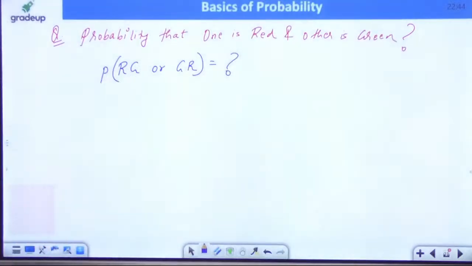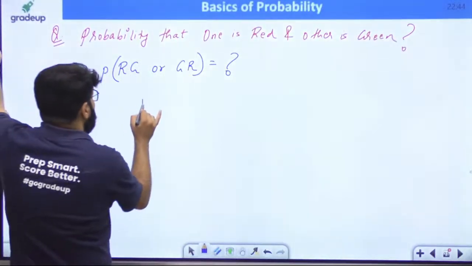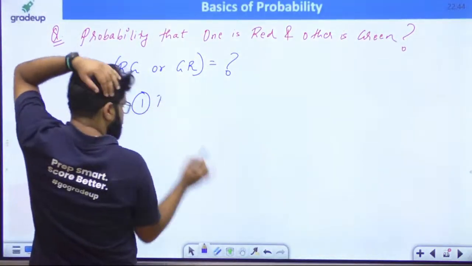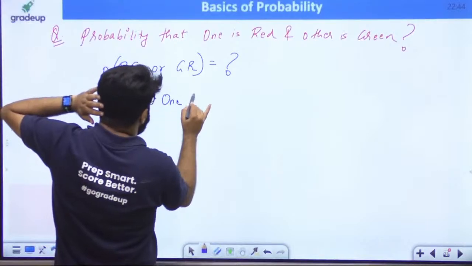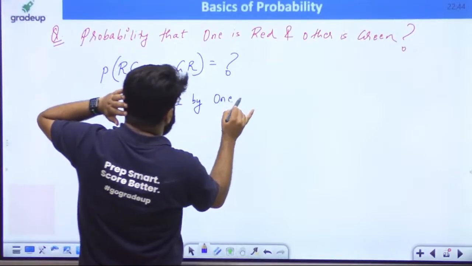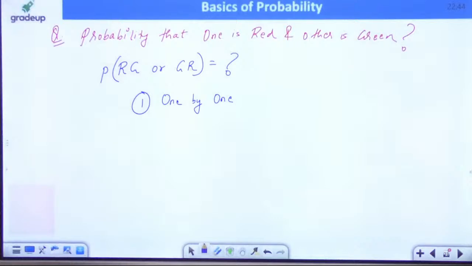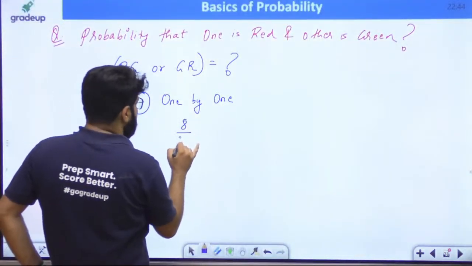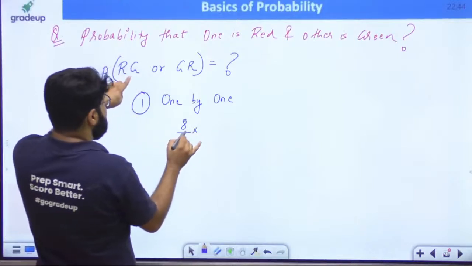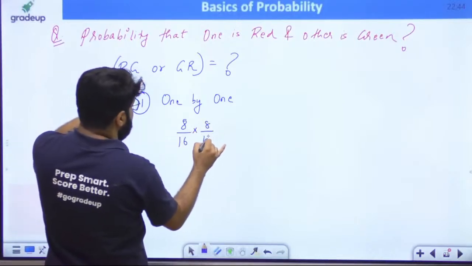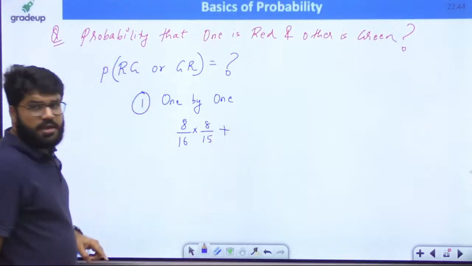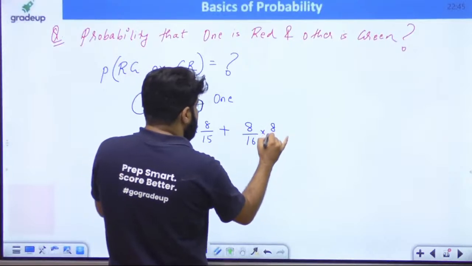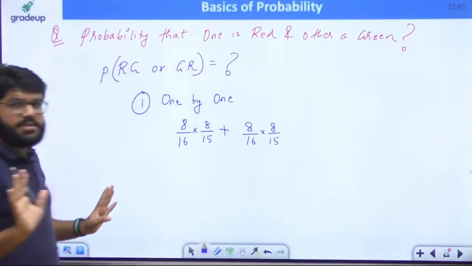Now you can do this in two ways. You can do it one by one. Sequence is not given, so you can do one by one, no issues. How to do one by one? See, red, 8 by 16, then green, 8 by 15. Or means plus. Now first green, 8 by 16, then red, 8 by 15. It will give you the answer.